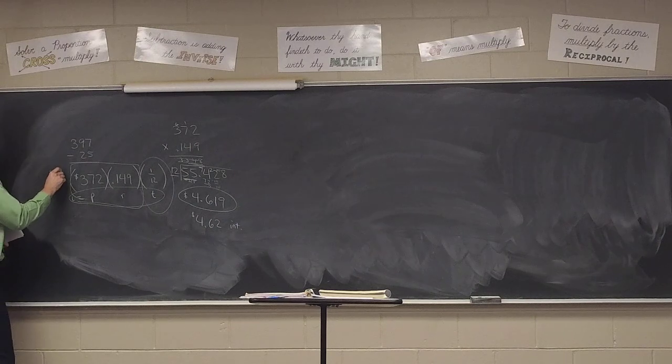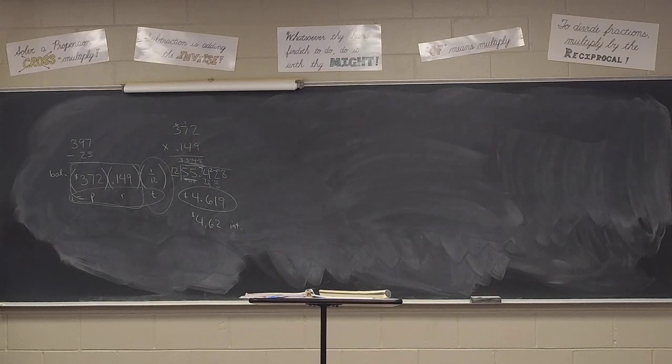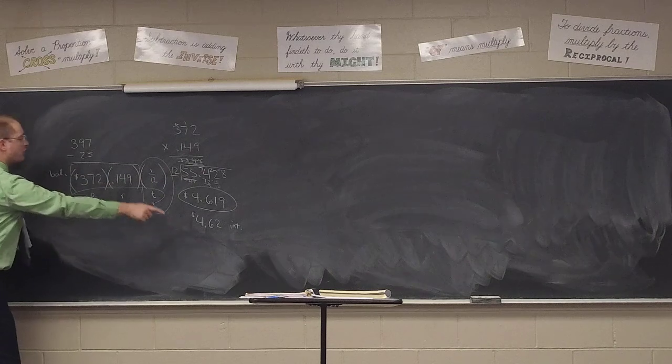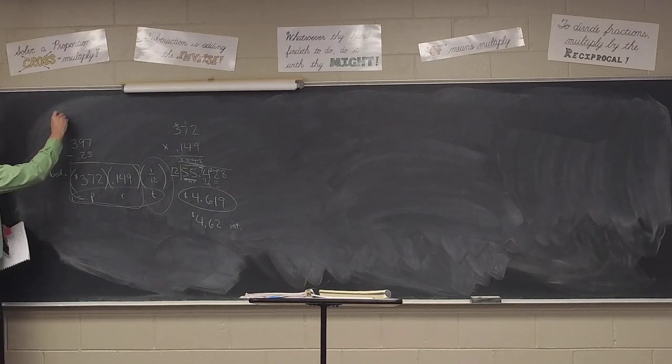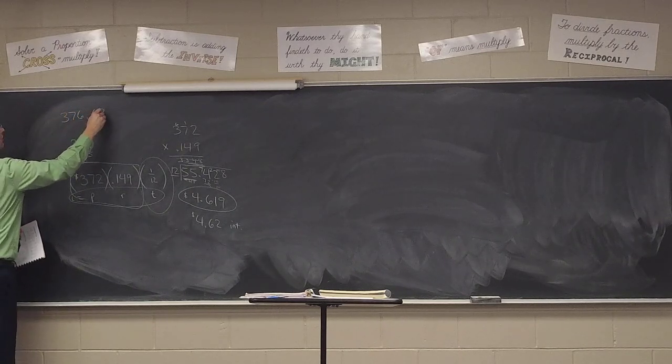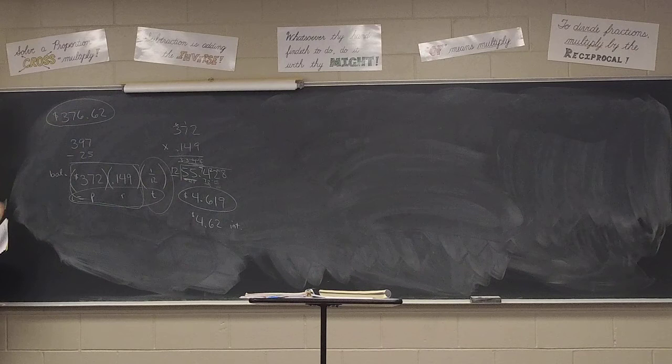But his balance before that was 372. So what will be his balance the next month? What do I do to finish? Add it on. Add the interest onto what he had left over. So he will end up owing $376.62. There we go. And that's the answer we should have had for the first one.